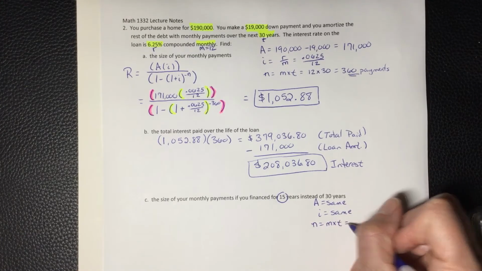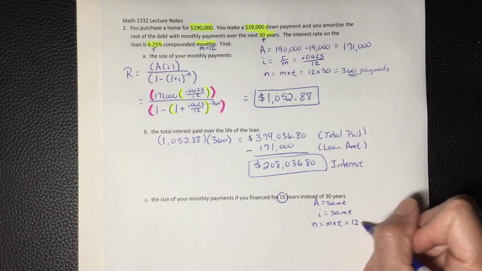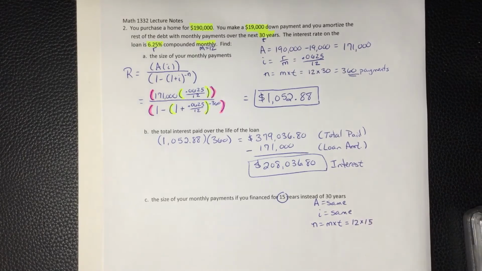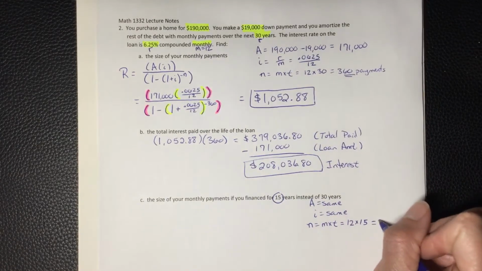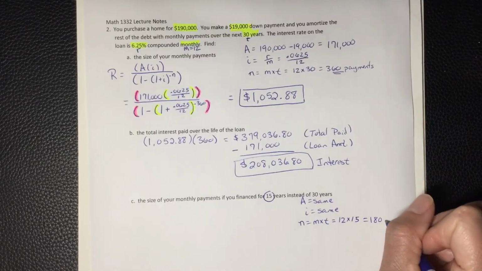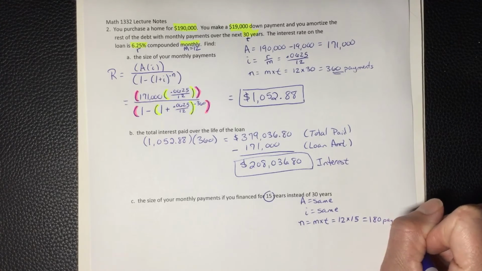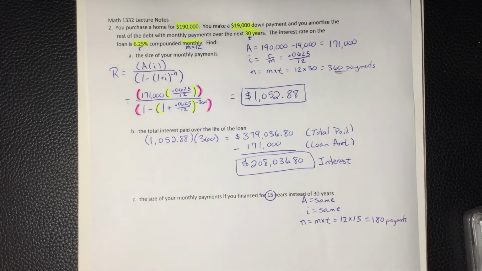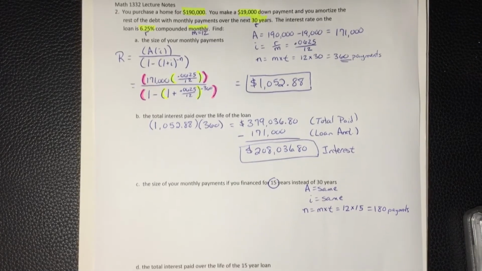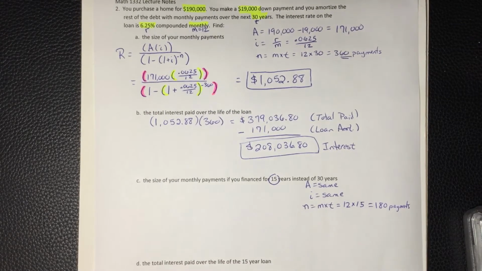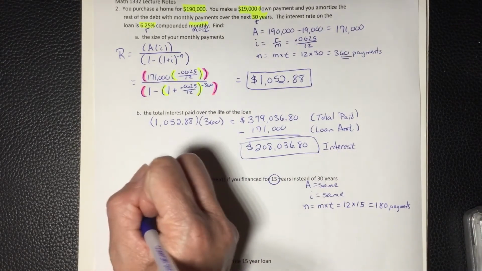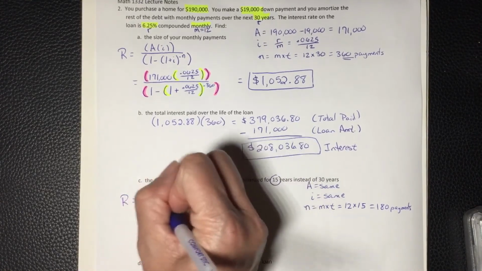It's going to be M times T, so 12 payments a year, but now 15 years instead of 30. So all we're doing is we're changing this 30 to a 15. And that's going to halve our payments. We're going to make 180 payments. So the payments are going to go up for sure, but it's not going to double just because of the way the interest works. All right, so let's get our formula.